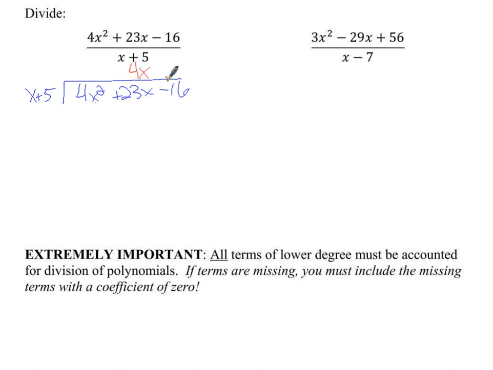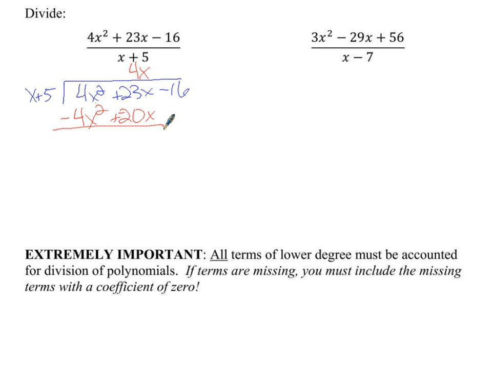Now what do I do? Distribute. So 4x times x is 4x squared. And then 4x times 5 is positive 20, so I write plus 20x. What happens now? Change all the signs. So we're going to subtract. Really, we're subtracting. But to do that, we're going to change all the signs and add.